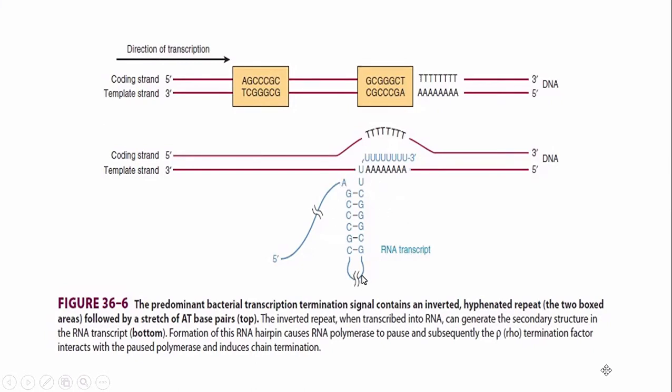Now, upon pausing, it will see its polyadenylated sequence. That signals RNA polymerase that this is the terminal sequence: I will stop here. Okay? So your initial transcript has a polyuracil tail. Okay? Remember that.